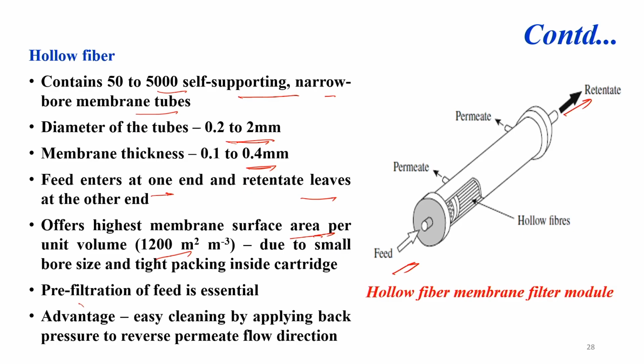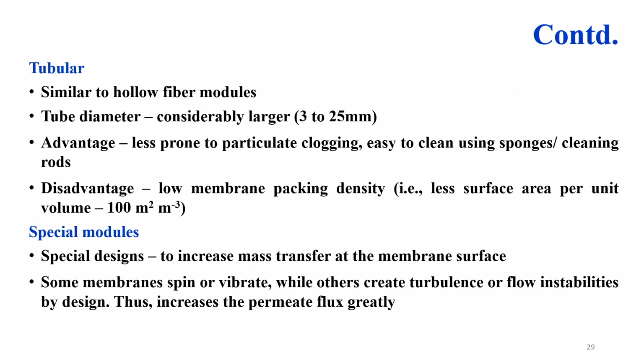Again, in this case pre-filtration is necessary to avoid the filter clogging, but here it has another advantage, that is easy cleaning by applying the back pressure to reverse the permeate flow direction. So, if you can reverse the permeate flow direction, you can clean the membrane. So, tubular, this is very much similar to the hollow fiber modules.